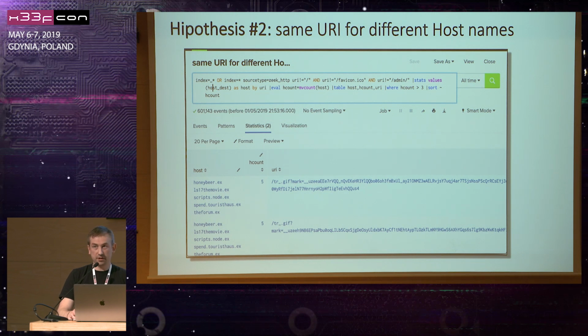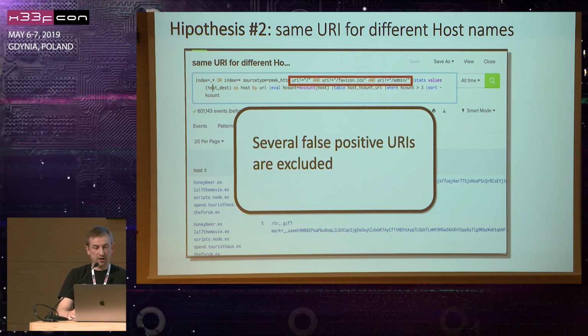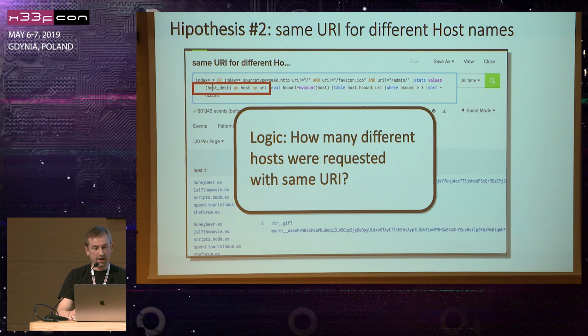So let's focus on the most important details of this query. We just use the HTTP log from Zeek. So we analyze the request and the response data. We try to exclude several false positives, like favicon, ICO, admin, because those URI can really be on different host names. And we aggregate with the logic of this one is to ask how many different hosts were requested with the same URI. This is the aggregation part.